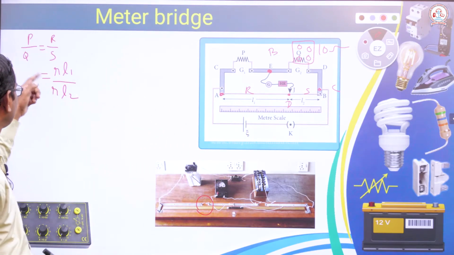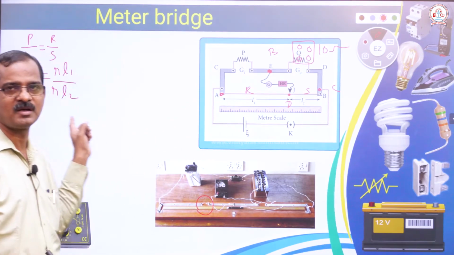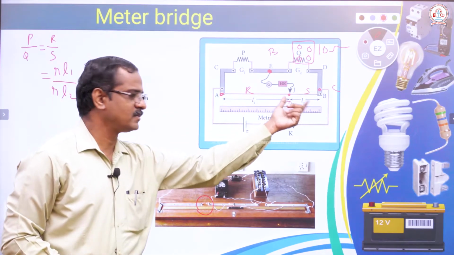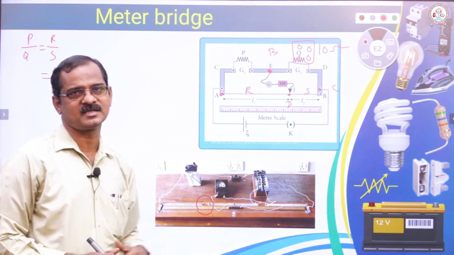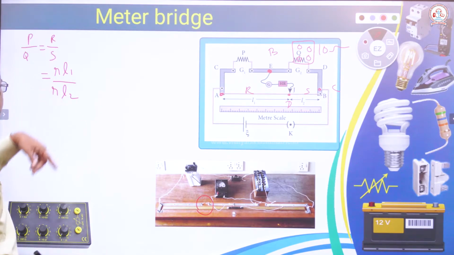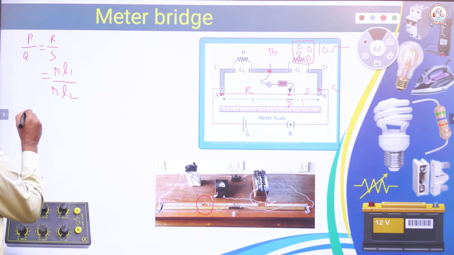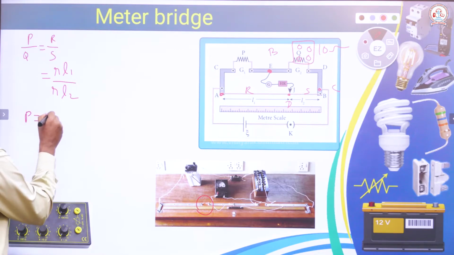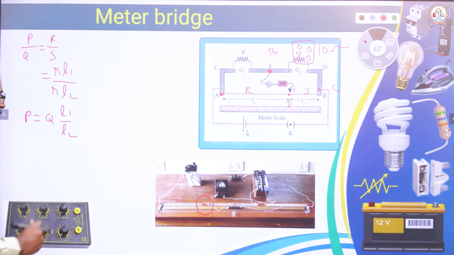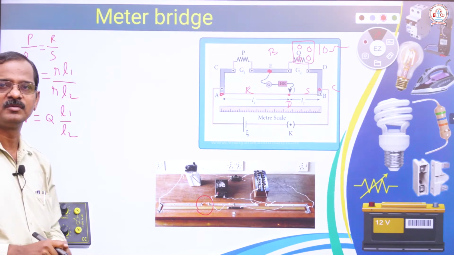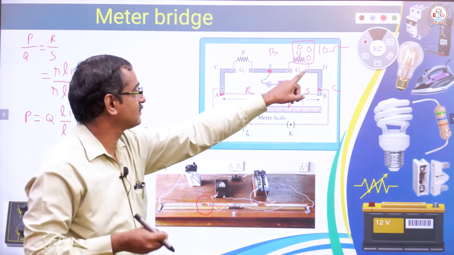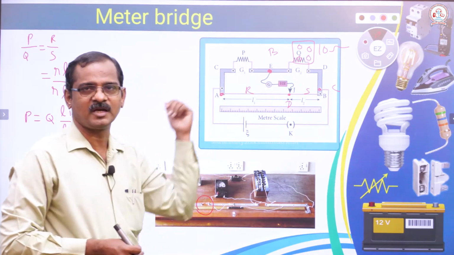Therefore, for both sides R and S we are taking the small r as the same. L1 is the balancing length on the left side, L2 is the rest of the length on the right side. Here r will get cancelled, then the equation can be written as P is equal to Q into L1 by L2. Q, just for understanding, 10 ohm, that value can be substituted.